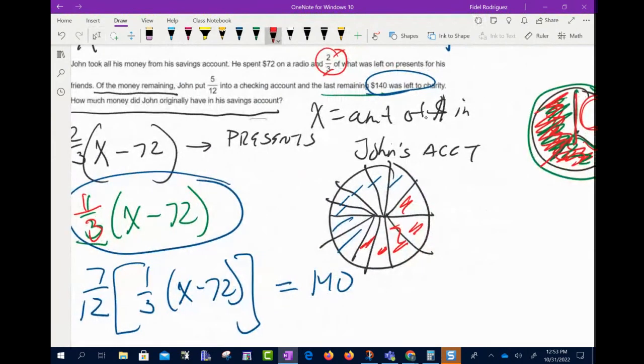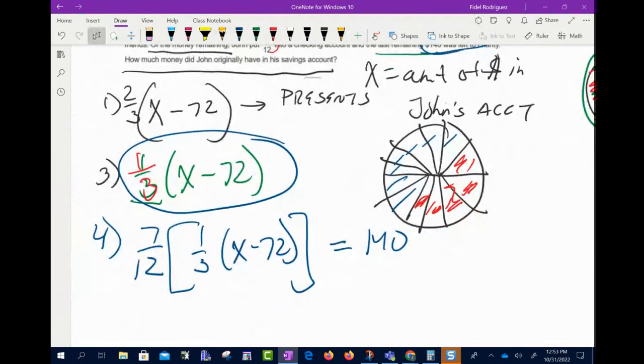Look, here's my second circle, 12 equal pieces, 1, 2, 3, 4, 5. How many are left over? 7. Think about it this way, 12 minus 5 gives me that 7, okay?